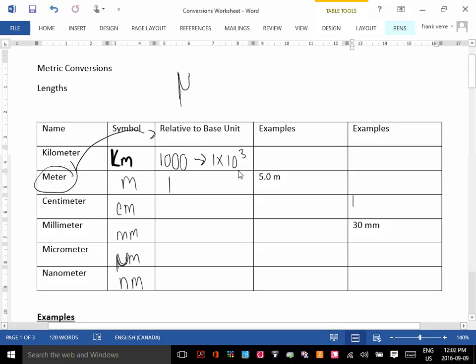This is important because I'm going to ask you to do some conversions here. Relative to the base, what's 1 centimeter? Or what's a centimeter, sorry? 100th, right? Which is 1 over 100, or 1 times 10 to the negative 2. You guys familiar with exponents? Okay. So, millimeters. What's a millimeter? Relative to a meter.